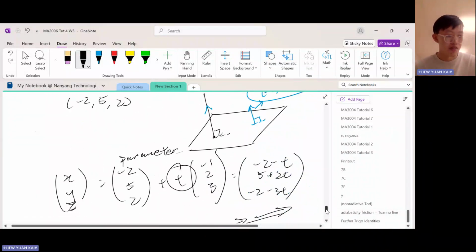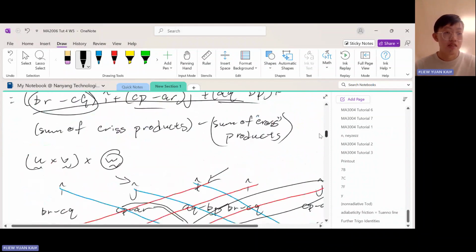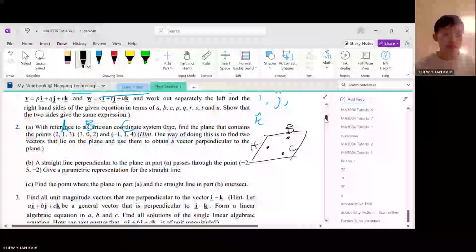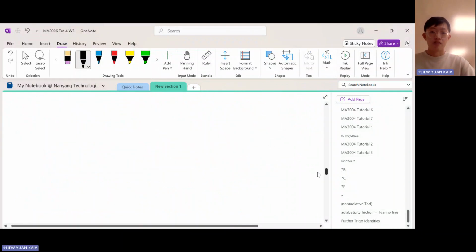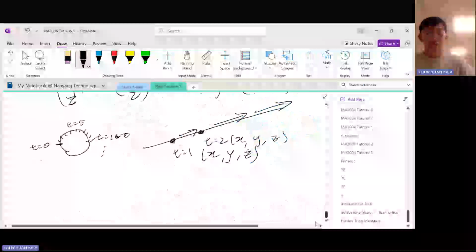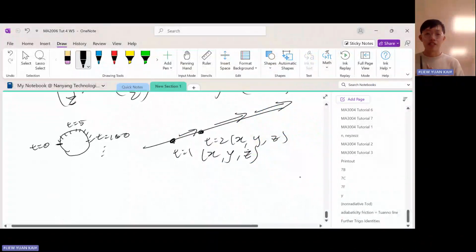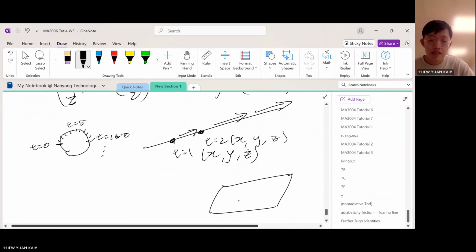Okay, so let's move on to the next question. The next question states: find the point where the plane in part A meets the line in part B. Where two objects intersect in space, that means the coordinates are the same. This is the plane that we derived earlier from question A, and this is the straight line that we got from part B. They intersect at this point, so they share that coordinate.